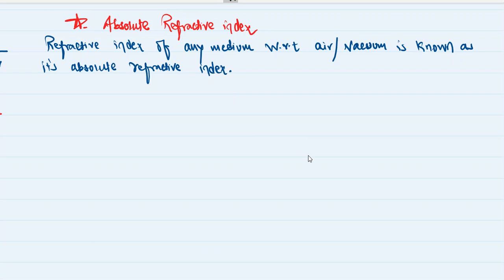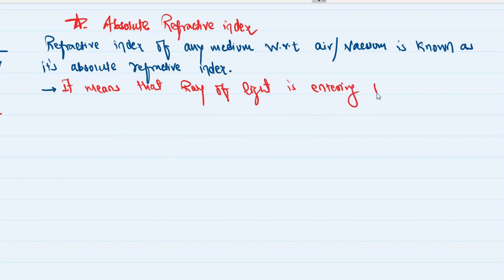Right? It also means one more thing. It means that ray of light is entering from vacuum or air to a given medium.